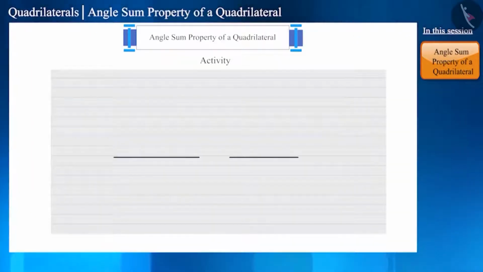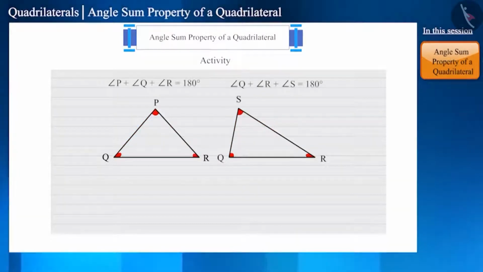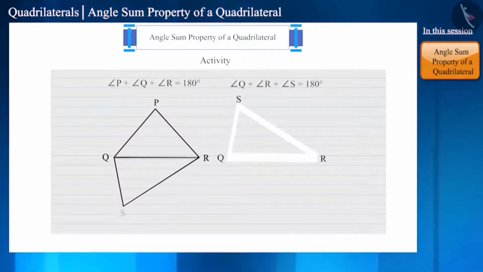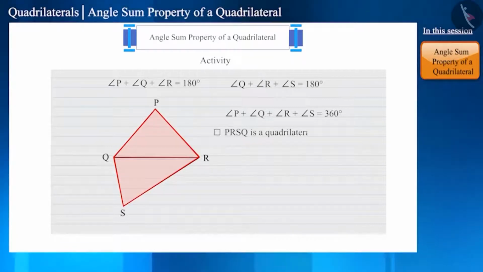Let's create two triangles with the same base on a paper. Let's name the first triangle as PQR and the second triangle as QRS. We know that the sum of the three angles of a triangle is 180 degrees. Now, let's connect these two triangles to the base QR. So, the sum of all the angles of this shape so formed will be 360 degrees and this shape is a quadrilateral.